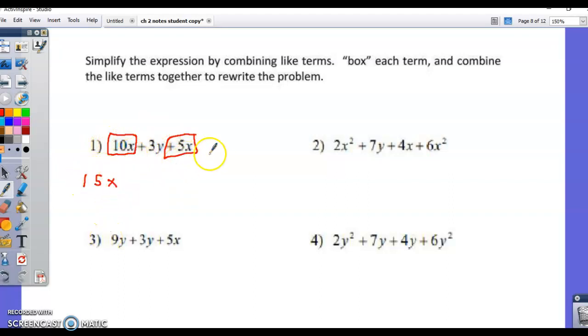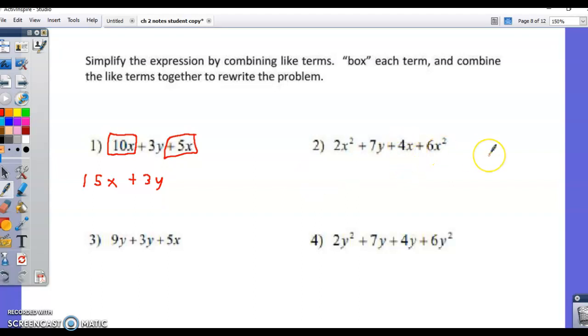all right? And then whatever's left over, because there's only one term left, I will bring that term down into the problem. So plus 3y. Now I took 3 terms, combined the 2 like terms into one, and then I have that one term left over that I can't combine with anything because they don't have the same variable. So the final answer here would be 15x plus 3y.